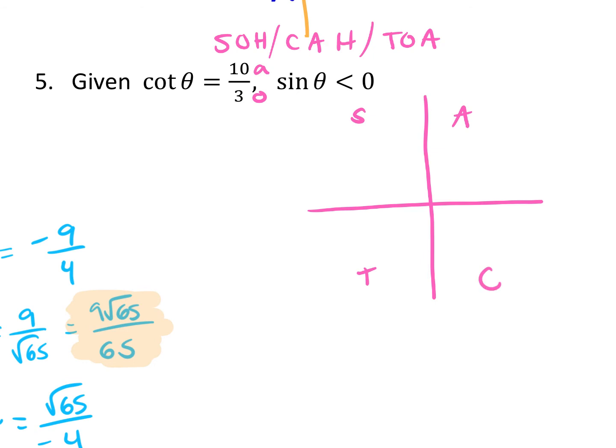Cotangent is positive. Cotangent goes with tangent. So which 2 quadrants can I cancel out? The second and fourth. Because cotangent is positive, it's either going to be in the all positive or in the tangent positive one. Sine is less than 0, so that means sine is positive or negative? Negative. So which other quadrant can I cancel out? All. If sine's negative, it's not going to be in the all positive one. So we're looking at the 3rd quadrant. So I can draw my triangle here.